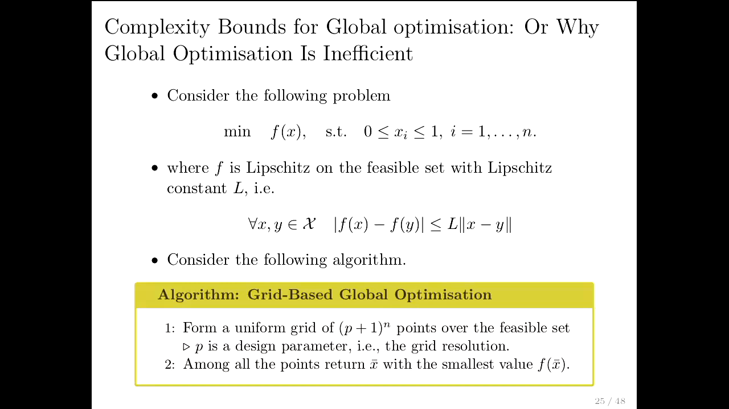Sorry, the size of this grid is a design parameter, let's say. We can call it a grid resolution. Then I can go about and evaluate the value of the function in every single point of this grid and find the smallest value f, right? Does it make sense? Anyone has any objection to this method? No one? Good.